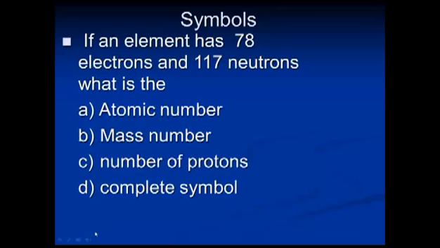Okay, one more. 78 electrons and 117 neutrons. Looking for the atomic number, the mass number, number of protons, and the complete symbol. Okay, so again, pause this, try it out.